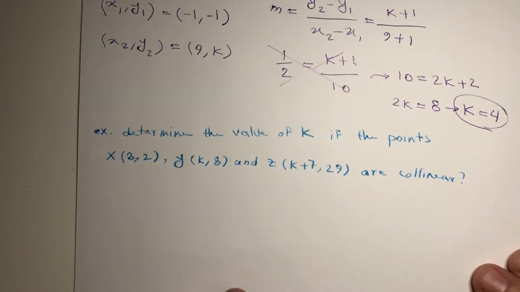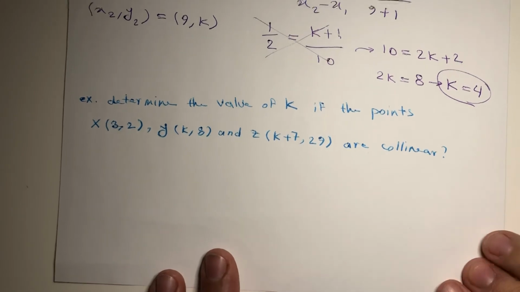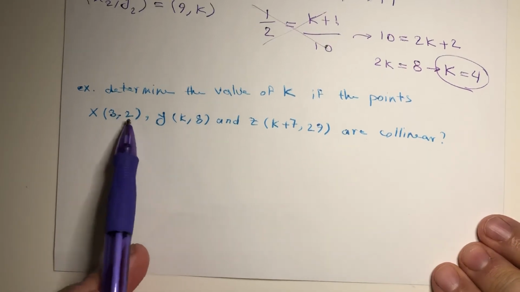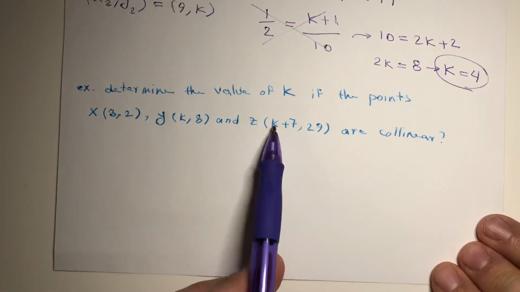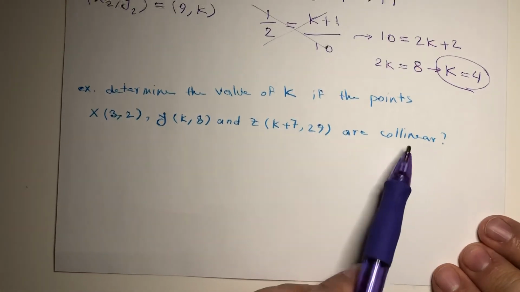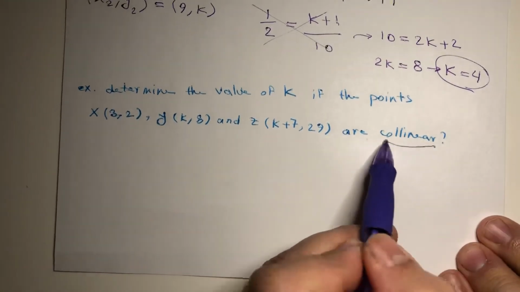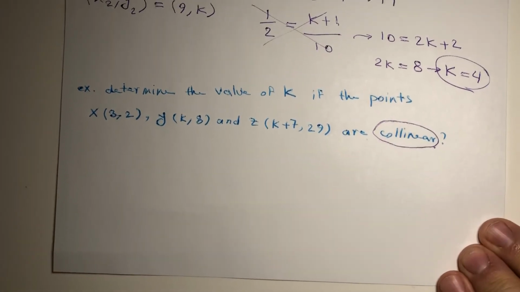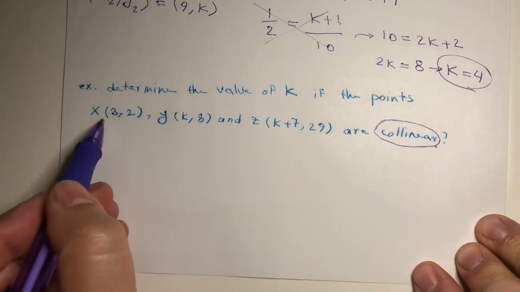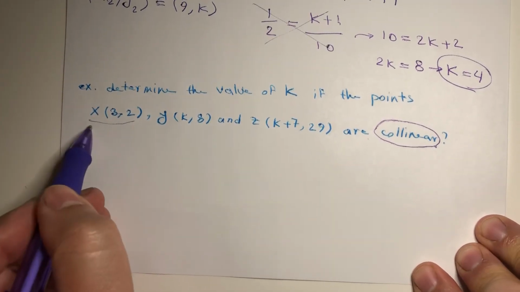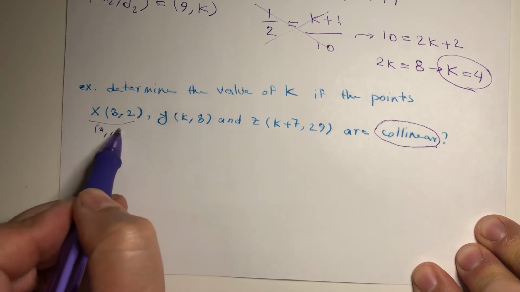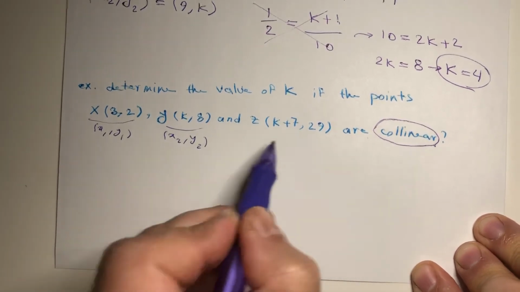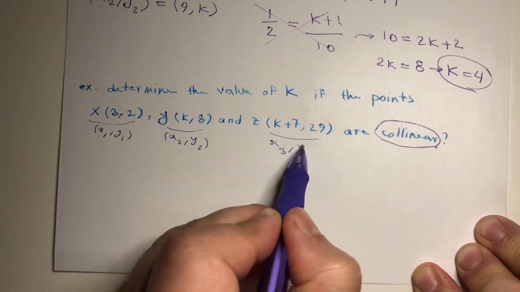Let's look at another example. Determine the value of k if the points (3, 2), (k, 8), and (k plus 7, 29) are collinear. What does collinear mean? Collinear means all of these 3 points should be located on the same line. So this is our first point, x1 and y1. This is our second point, x2 and y2. And this is our third point, x3 and y3.